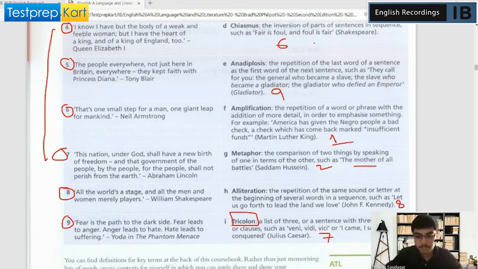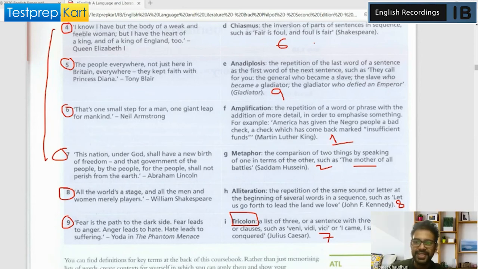Okay. So these things you have to just look up a bit. You have to look up like 10 examples of each. So 10 examples of amplification. Then only you'll get the idea of what it is. Okay, the full idea.